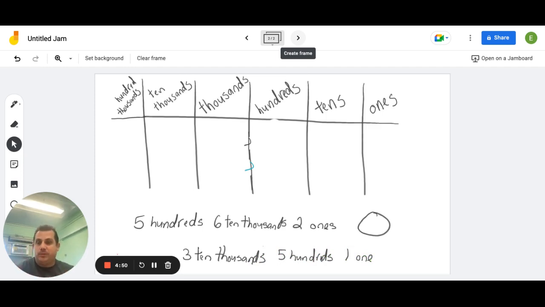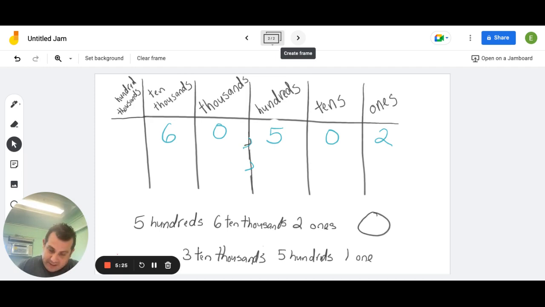Plug them into your place value chart, because you'll notice the place values are not in order. Hundreds are in first, then 10,000s, then ones. They're out of order. Okay, so let's plug them in. There's 5 in the hundreds, 6 in the 10,000s, 2 in the ones. And we put a 0 in all the remaining place values. Okay, that's 60,502.